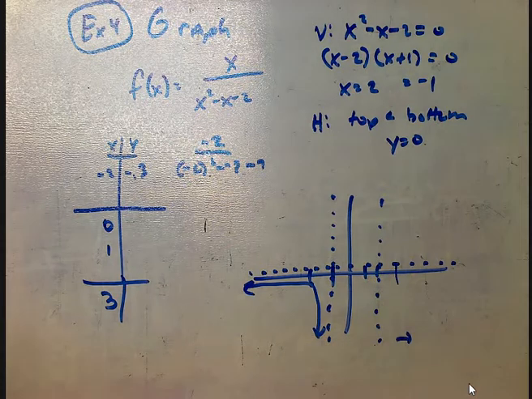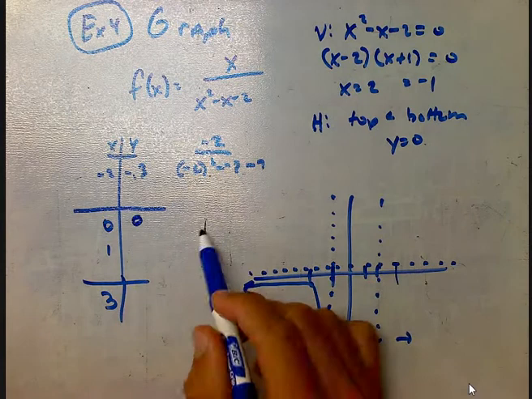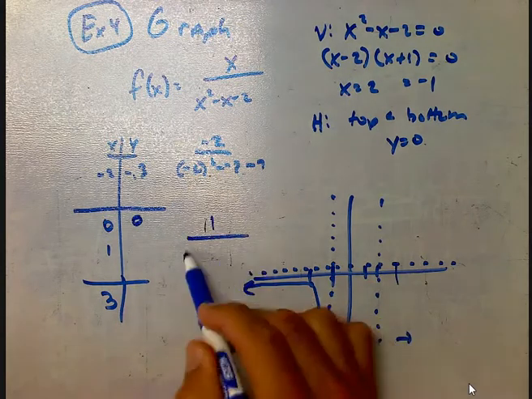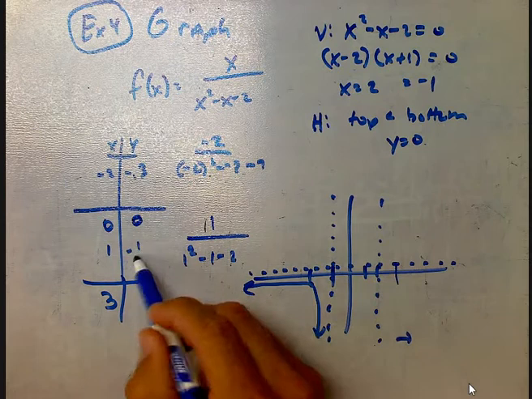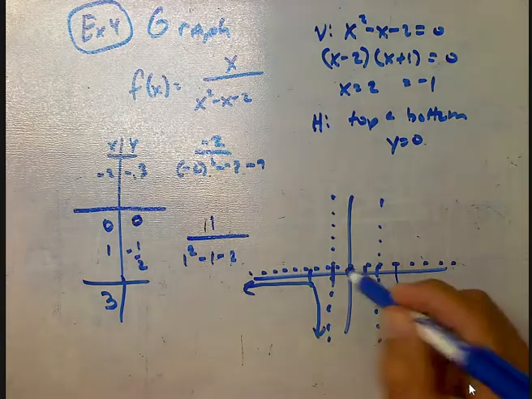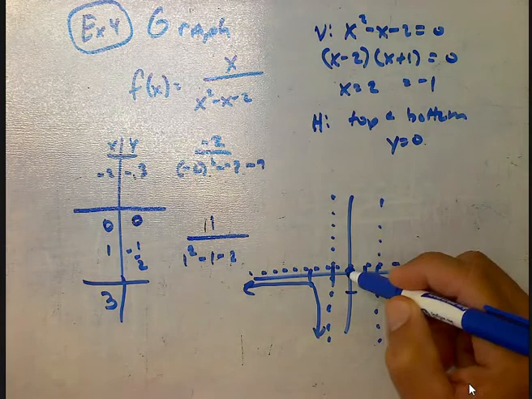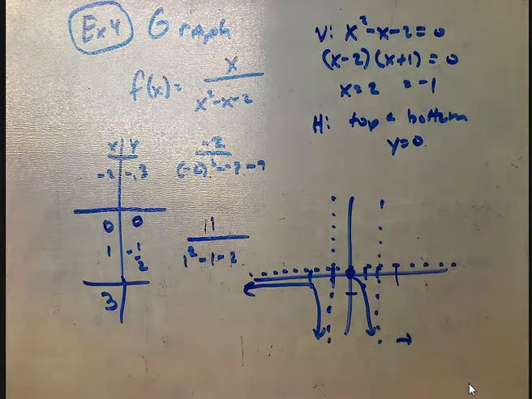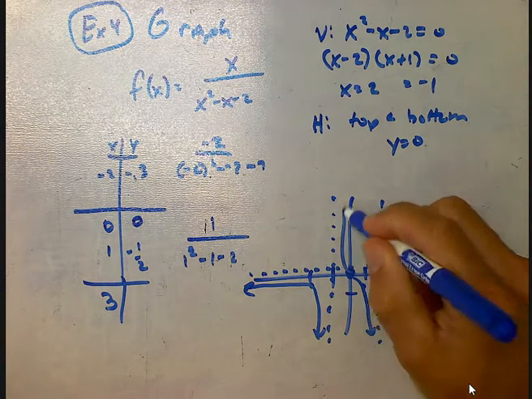If I put in 0, it's going to give me 0. If I put in 1, it gives me 1 over 1 squared minus 1 minus 2. So that would be negative 1/2. So 0, 0, 1, negative 1/2. And so we know it's got to come down here like this. And it is okay for the graph to go through the asymptote. So this one actually comes up like that.